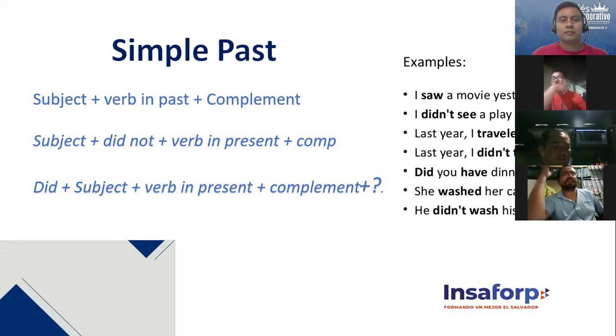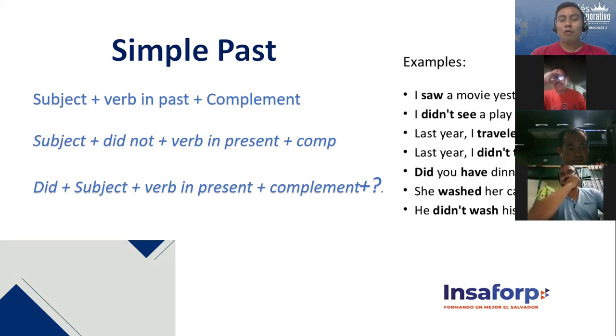I use didn't or did, and the verb is in present. Exactly. In simple past. Okay. What is it in past continuous? In past continuous the structure is was or were, plus the verb in ing. Exactly. ING. That's correct.